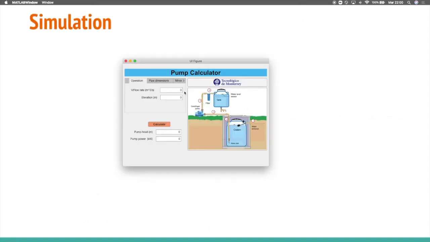Finally, the system was simulated through MATLAB. In this simulation, a user-friendly pump calculator was created. This calculator allows its users to find the pump head and the pump power by giving the operation parameters such as flow rate, elevation, the pipe dimensions of diameter, length and roughness, the minor losses, and the pump efficiency.